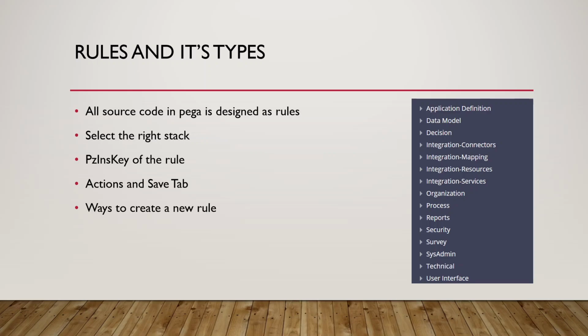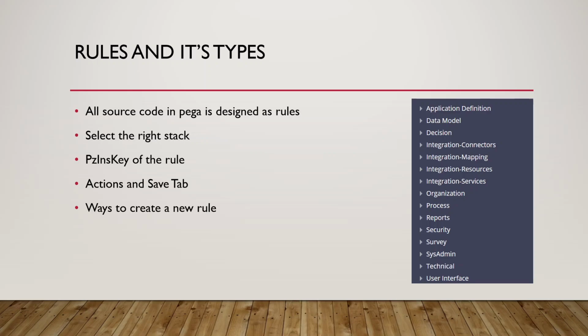Okay, let's understand the pzInsKey of the rule. We have a separate lecture on the pzInsKey where we will be finding out how the pzInsKey is created by Pega and what the structure of the pzInsKey is. But for now, just understand what a pzInsKey is, because this is very important for our next classes. The pzInsKey is a unique key of any rule. If you create any rule in Pega, Pega will automatically create some attributes called py attributes, px attributes, and pz attributes. pz attributes is a key.